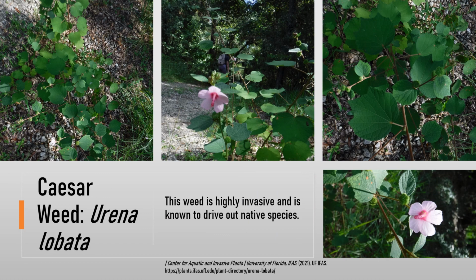Here we have Caesar weed, or Urena lobata. This weed is highly invasive and is known to drive out the native species in the ecosystem. This was made evident when Dr. Clouden told us we could rip it out whenever we saw it.